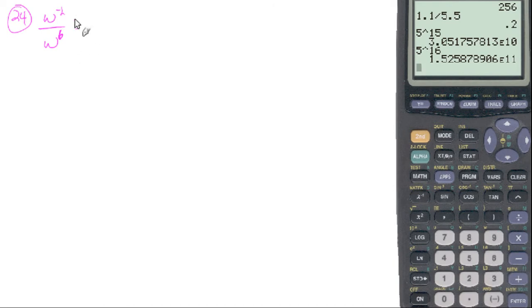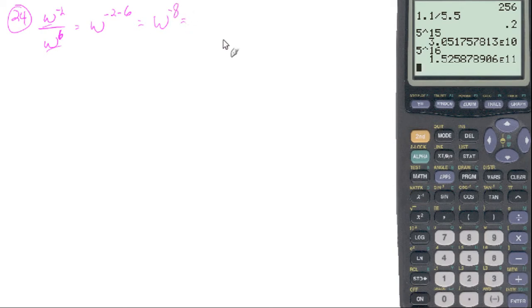So let's see, what would we do here? We've got a base of w and another base of w. We're dividing them. So this is where we subtract the exponents. Make sure you do that in the right order. Right, -2 minus 6. So it's the exponent of the numerator minus the exponent of the denominator. That's w to the -8.